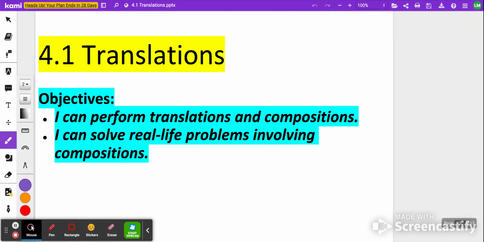Today we're going to be looking at lesson 4.1, translations. When we're looking at 4.1 translations, we're going to focus on how you can perform translations and how those look written. And then, can you solve real-life problems involving those compositions? Let's go ahead and get started.